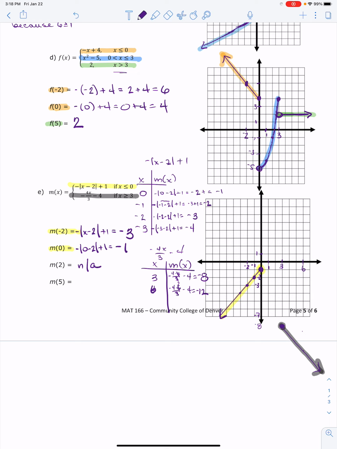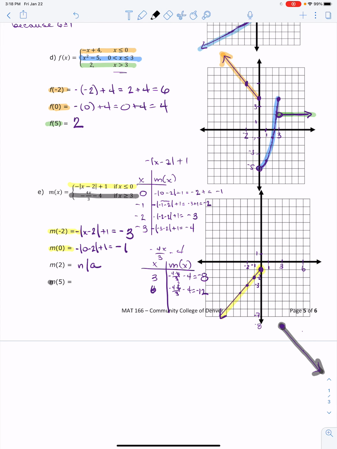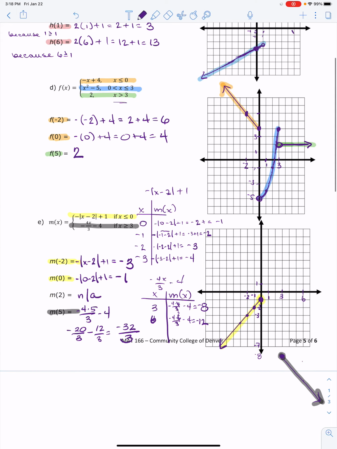And then we've got M of 5. 5 is definitely greater than or equal to 3. And so we are using negative 4 times 5 over 3 minus 4. Negative 20 over 3 minus, let's convert this, 12 over 3. I get negative 32 over 3. And you know what? I'm going to leave it like that. We don't have to graph this at this point. And so that's it. It's good to go.